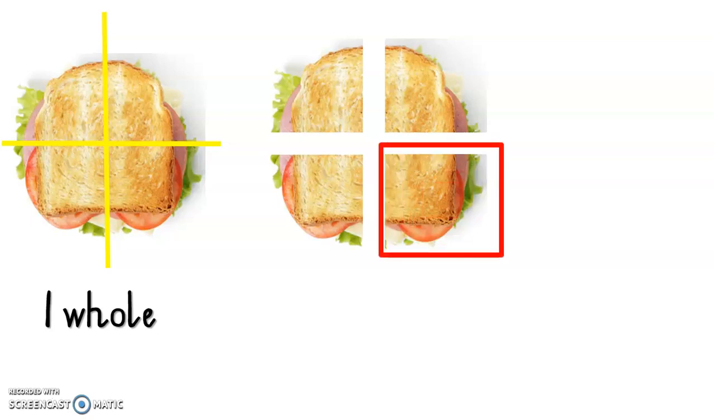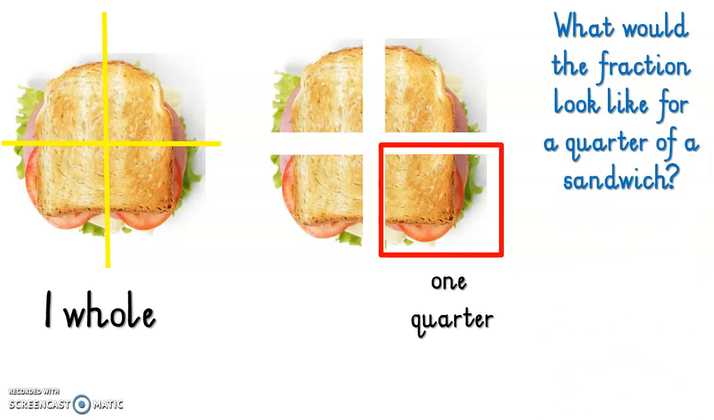Now, my red block is around 1/4 of the sandwich. It's 1/4 of the sandwich. So what would the fraction look like for 1/4 of a sandwich? Can you remember? Remember, it's 1 out of 4 pieces. There we go. So I used 1/4 of a sandwich. 1 out of 4 pieces. A quarter.